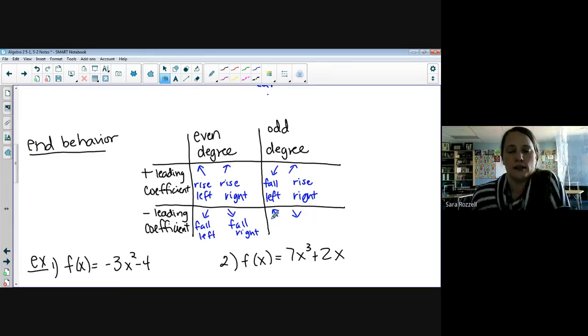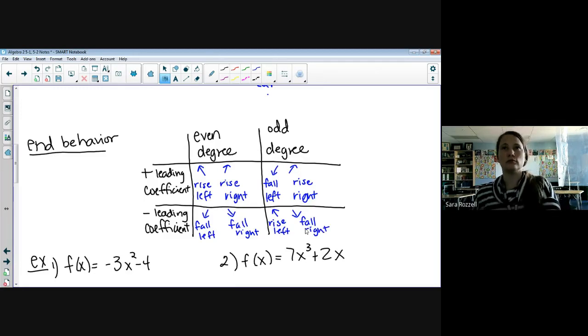All right, so let's check. This was going up on the left. So did you put rise on the left and down on the right? So falls on the right. Are we good with the verbiage?